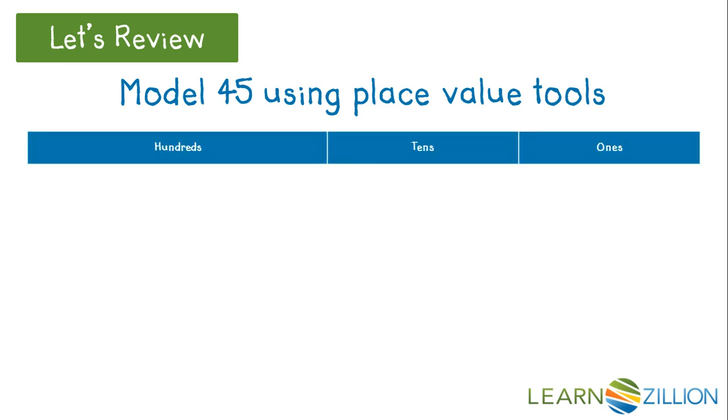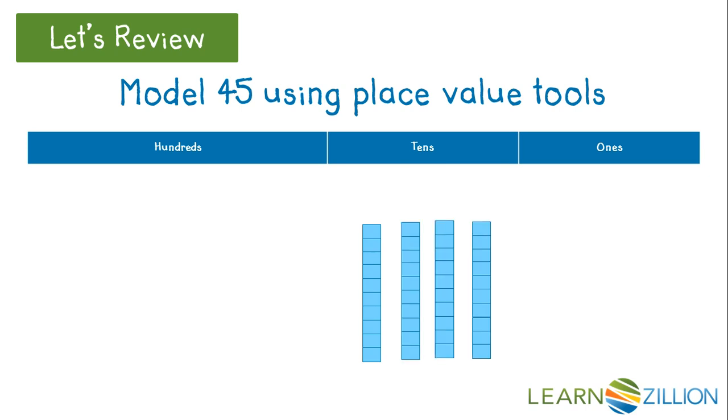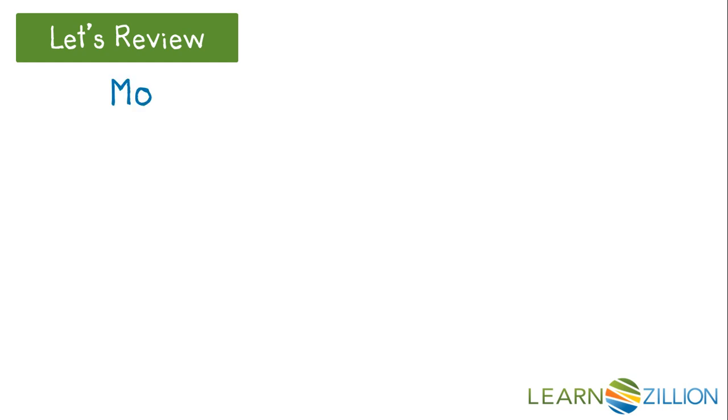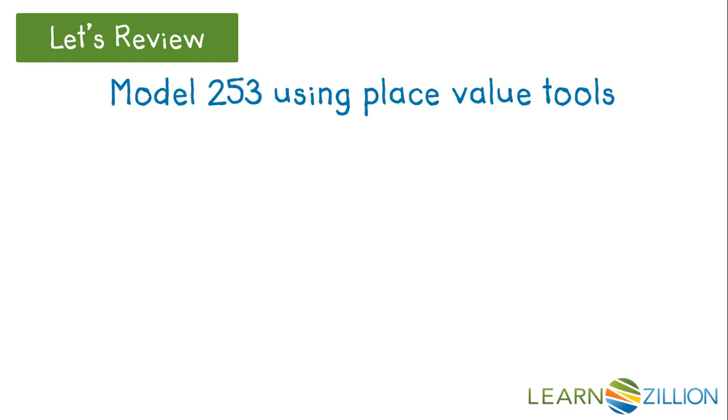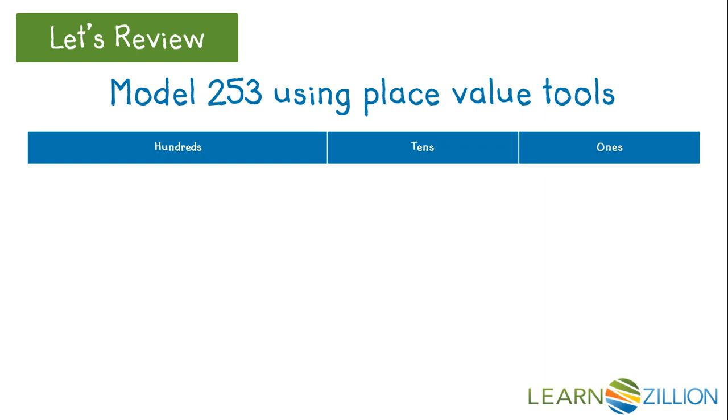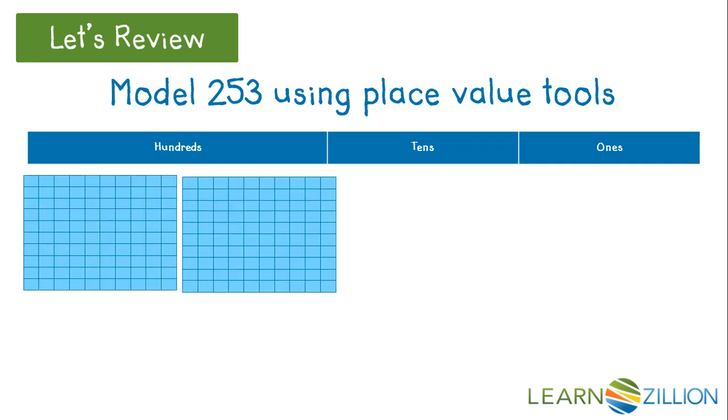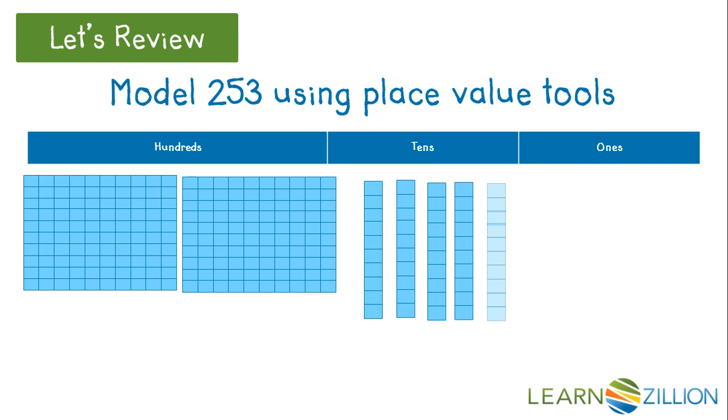If we used a place value board, we know we would need 4 tens and 5 ones to show 45. We can do the same thing with a 3-digit number, such as 253. We would need 2 hundreds, 5 tens, and 3 ones, 253.